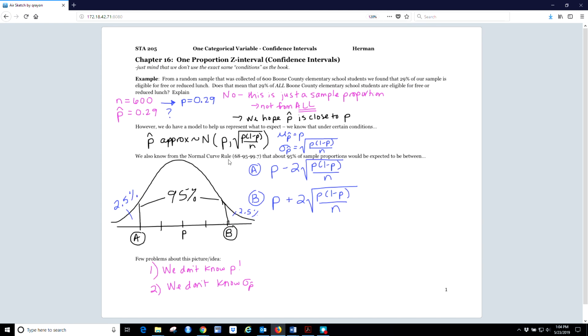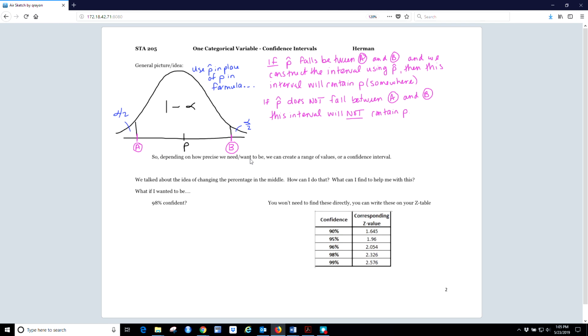We had already learned from the empirical rule or normal curve rule that if I go out one standard deviation, I get 68%. Well, that's not very much. If I go out two standard deviations, I get 95%, and if I go out three, I get 99.7%. But I don't have to just use one of those three numbers. I can really use any number I want. All that's going to change is the z that we're going to use, or basically how many standard deviations we need to go out.